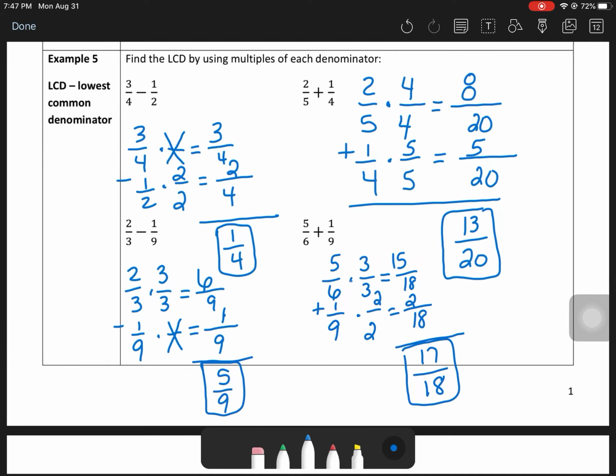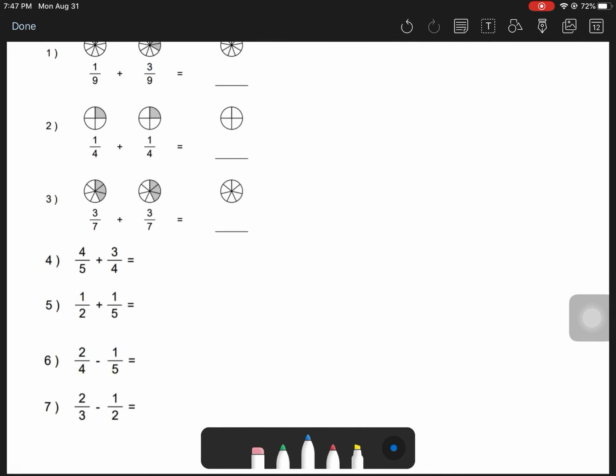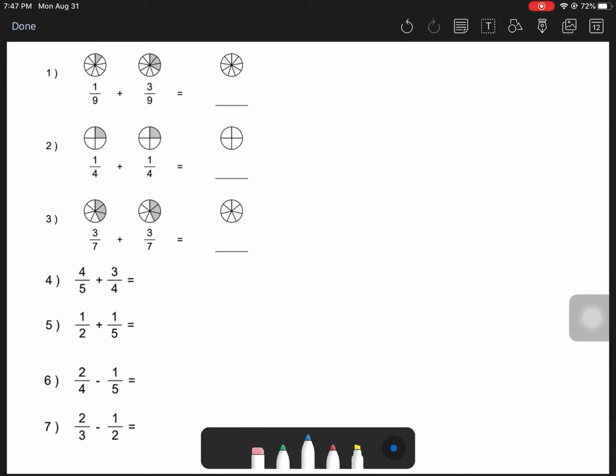So what we'd like you to do is to try the next few on your own, and then when we get together, we will check to make sure that you understood how to add and subtract fractions.